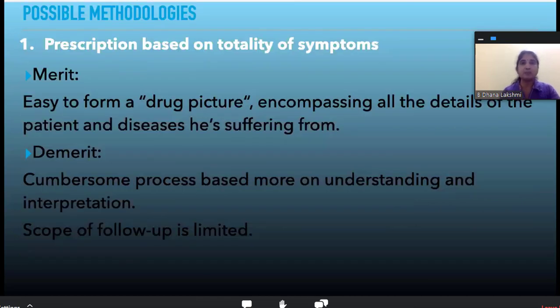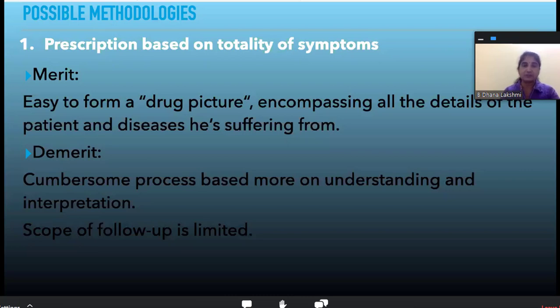Generally, when we come across multiple pathologies, what we do is we try to form a drug picture. The drug picture will encompass all the data of the patient and the diseases he is suffering from. And then, if you're lucky enough, we'll come up with a single drug picture, or we'll have multiple drug pictures in front of us. Either we'll have to follow through one after another. This is based basically on the understanding of the physician and the interpretation of the knowledge we have acquired so long. And the scope of this is very limited. It's limited to the patient's knowledge. It's limited to the physician's knowledge and understanding and interpretation.